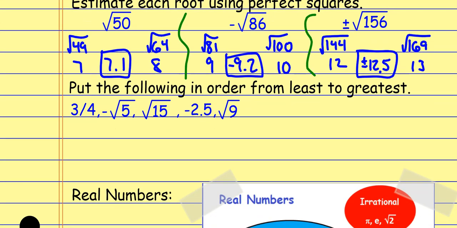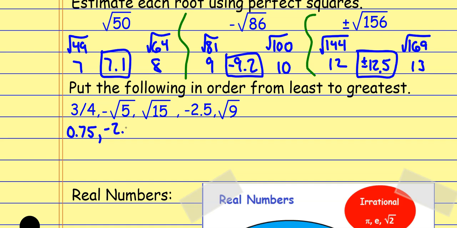And so putting this to some use here, if I wanted to put the following in order from least to greatest, anytime we're comparing numbers, we just got to put them all in the same format. The easiest format to go to is decimal format. So like 3/4, I could rewrite as a 0.75. The square root of 5 is close to the square root of 4, but a little bit higher. So instead of a 2 here, it's going to be maybe like a 2.1.